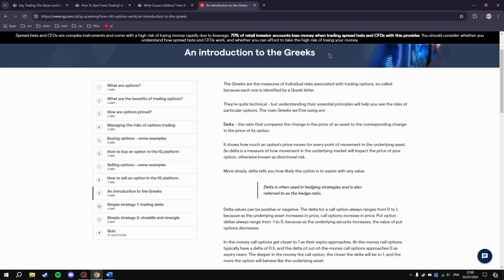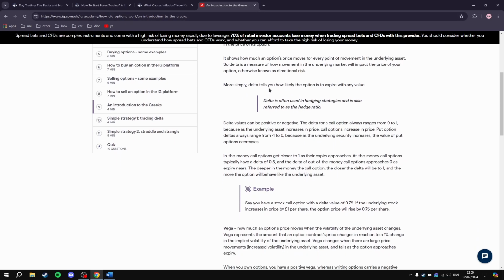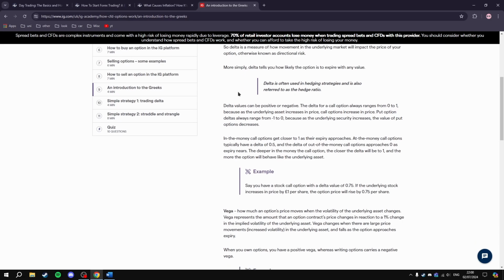So delta, which is the ratio that compares the change in the price of an asset to the corresponding change in the price of its option. Delta shows how much an option's price moves for every point of movement in the underlying asset. Delta is a measure of how movement in the underlying market will impact the price of your option, otherwise known as the directional risk. Basically, delta tells you how likely the option is to expire with any value. Delta is often used in hedging strategies and is also referred to as the hedge ratio.